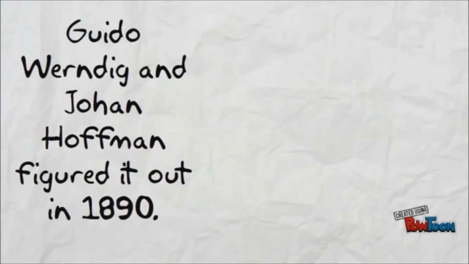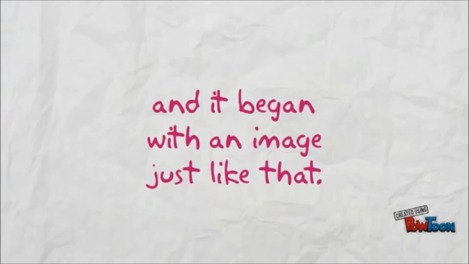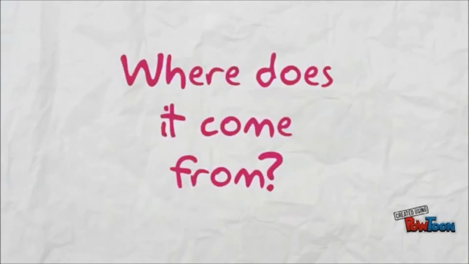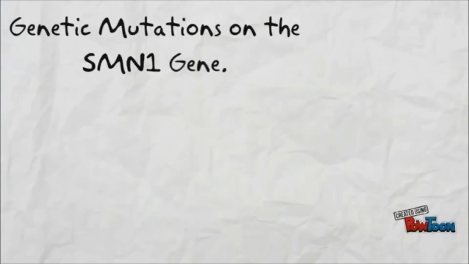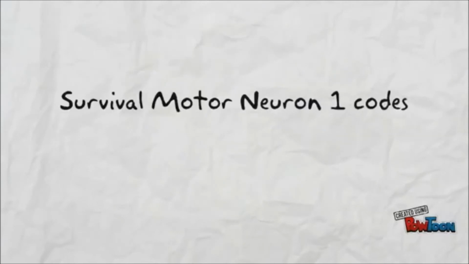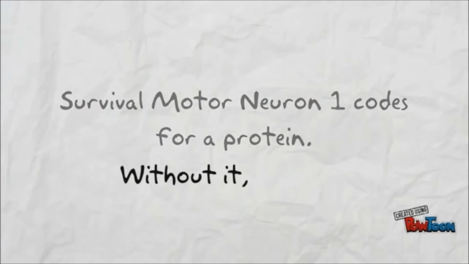It was discovered in 1890 by Werdnig and Hoffmann during a procedural autopsy. So where does it come from? It's located on chromosome number 5 at the SMN1 gene. This codes for a protein, and when it is lacking, spinal muscular atrophy can occur.